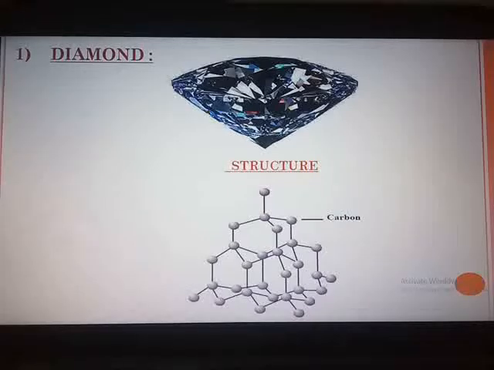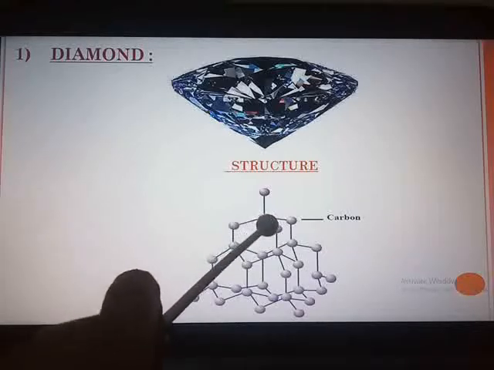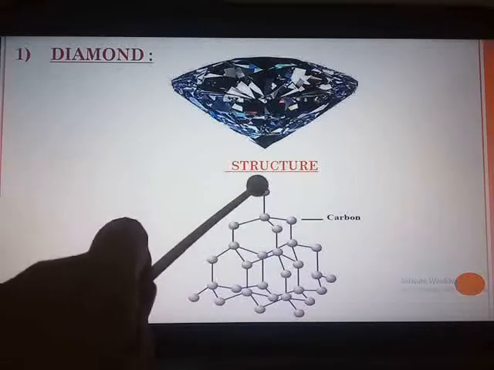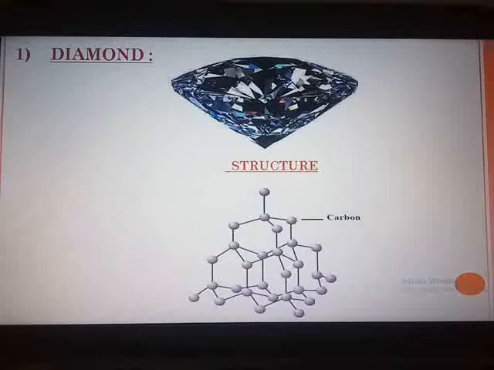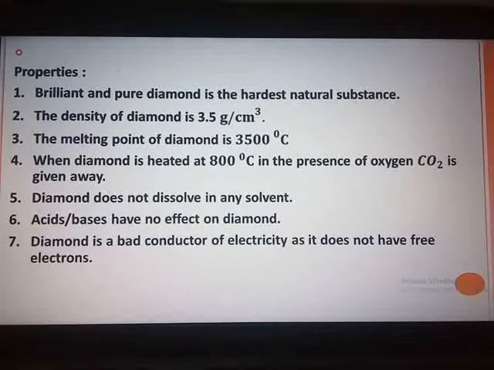Let us study about its structure. Now, in diamond, every carbon atom is bonded to 4 neighboring carbon atoms by covalent bonds, due to which a three-dimensional structure is formed, which makes diamond very hard in nature, and hence the first property of diamond is brilliant and pure.